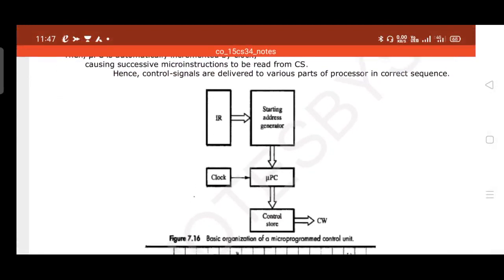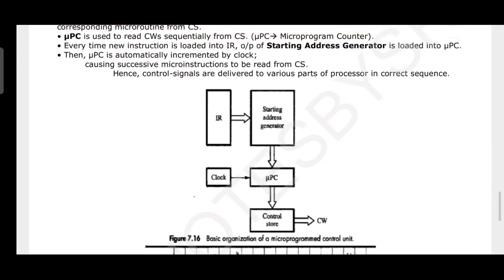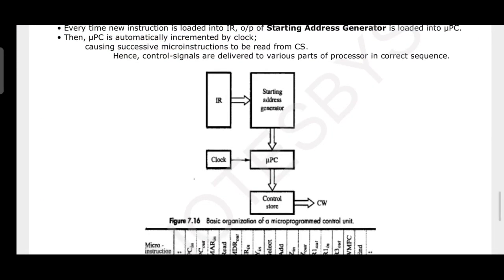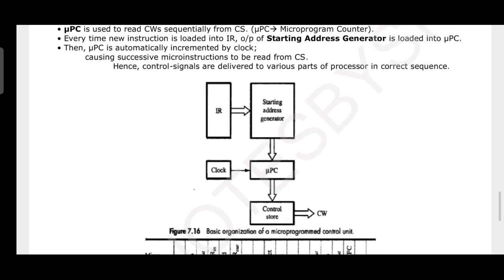In microprogrammed control, we consider each instruction as a micro instruction. So far we have considered PC out, IR in, so and so, right? Such type of instructions are called micro instructions. There is another unit called the micro program counter, or new PC. Okay.